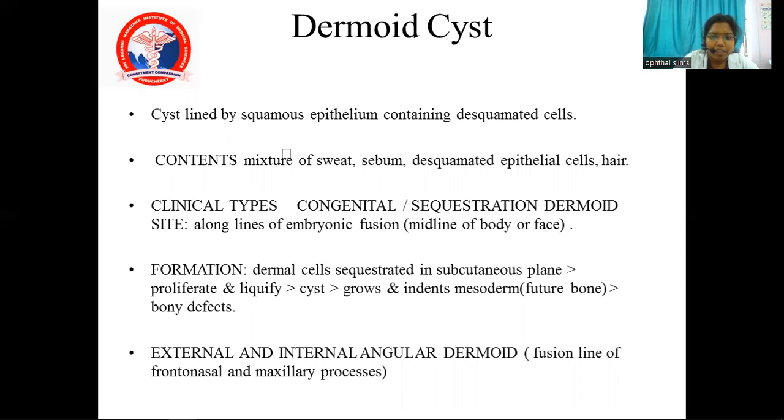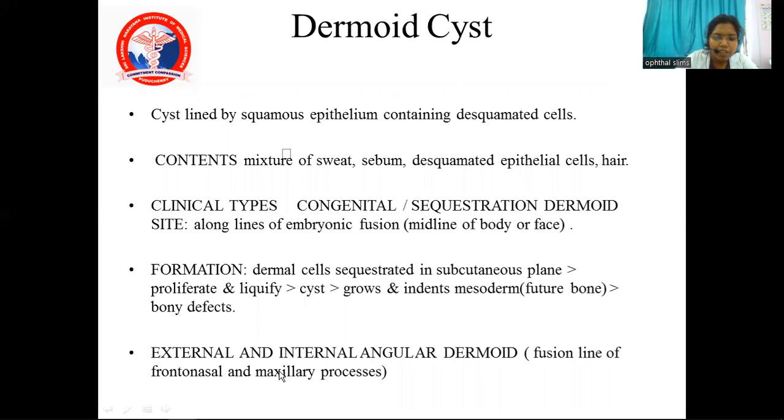or acquired. A congenital cyst is situated along the line of embryonic fusion, either of the midline of the body or face. The formation of the cyst follows a sequence: the dermal cells are sequestrated in subcutaneous skin. They proliferate and liquefy, and they form a cyst. This cyst will grow and indent the mesoderm, which is the future bone, and it will cause bony defects.